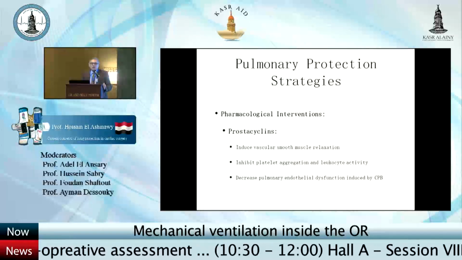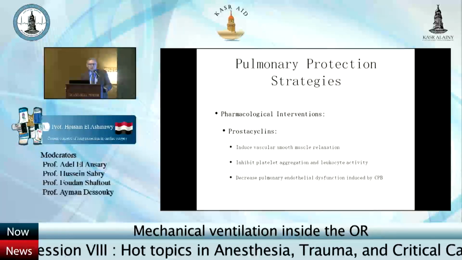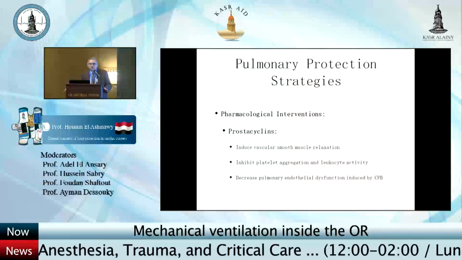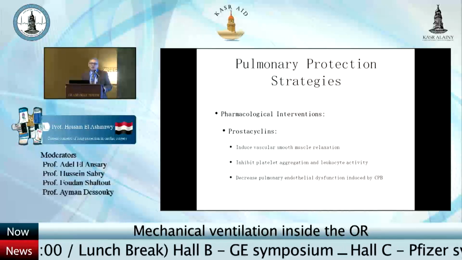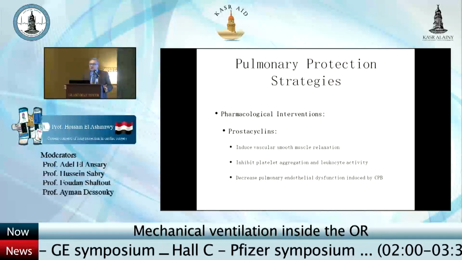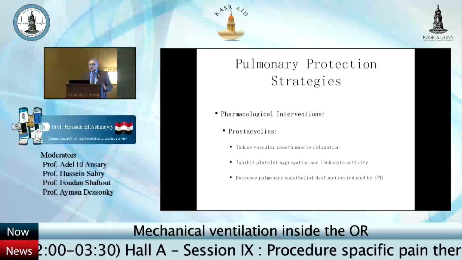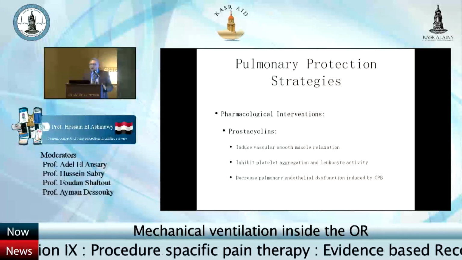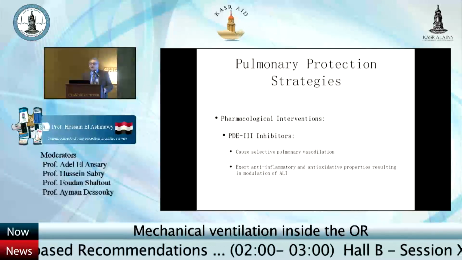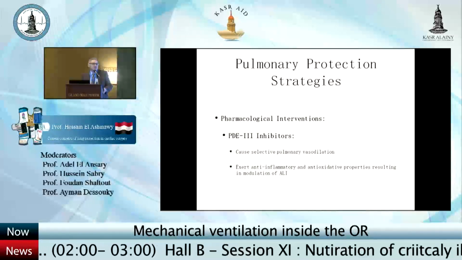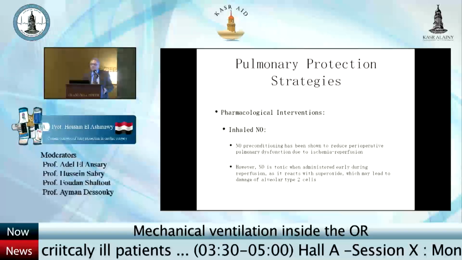So what we do as anesthesiologists, we might try some pharmacology. We know that this is an inflammation, so try to suppress the inflammation somehow by some drugs. There is no magical drug that will suppress the inflammation and prevent the injury, but some drugs have been tried and have shown promising results, like prostacyclins. Prostacyclins induce vascular smooth muscle relaxation. They improve the oxygenation of the lungs, blood flow to the lungs. They inhibit platelet aggregation, and they decrease endothelial dysfunction. Phosphodiesterase 3 inhibitors. We all know the milrinone, of course. It's very famous here in Egypt. This group of drugs might exert anti-inflammatory and antioxidative properties as well.